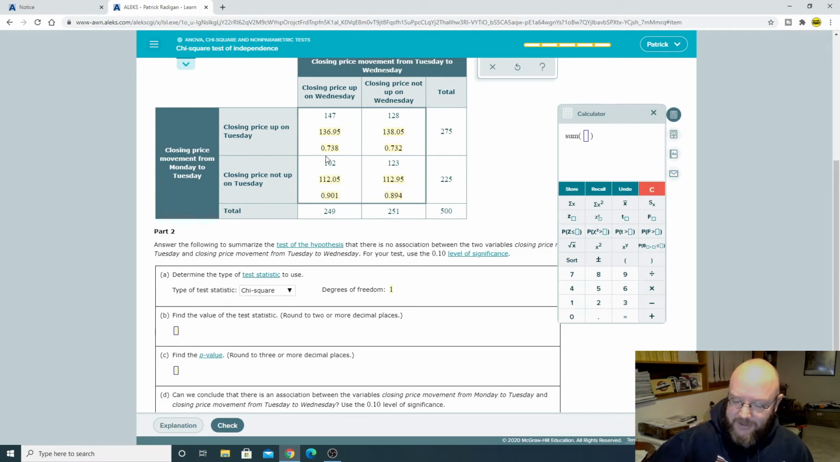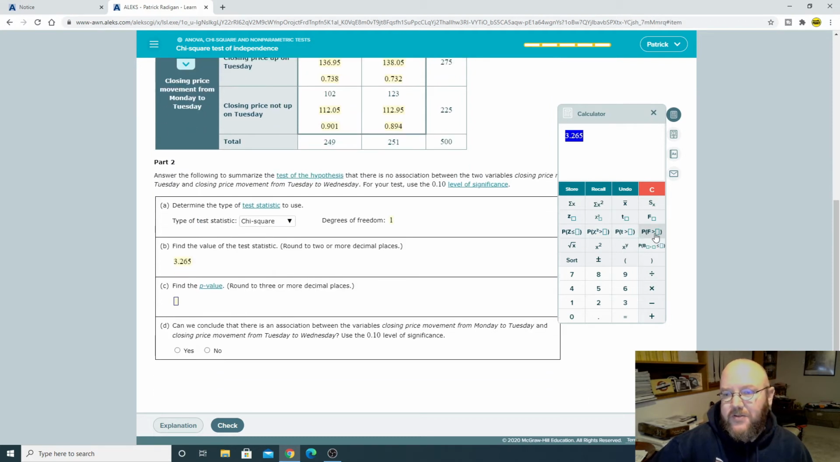And so you just punch these in: 0.738, comma, and this one here 0.732, comma, and this one here 0.901, comma, and 0.894. Enter. There's our test statistic right there, 3.265. All right, p-value for this one, really straightforward. You just punch it directly in there with how many degrees of freedom you have, like that. Bam.